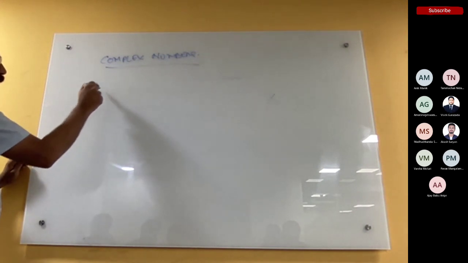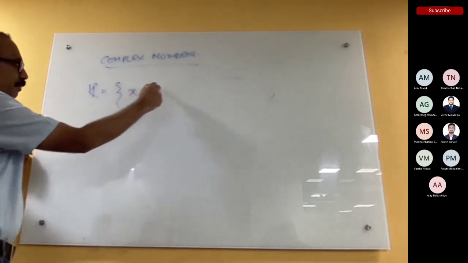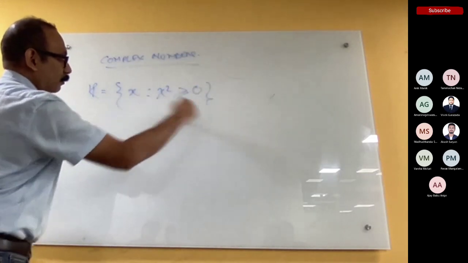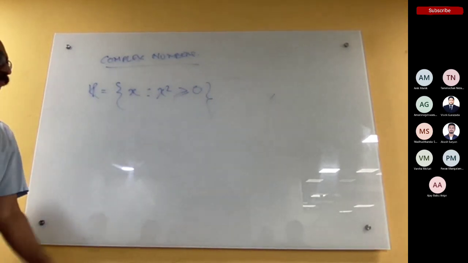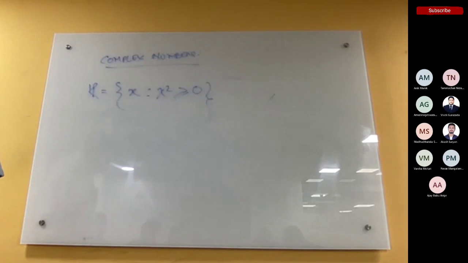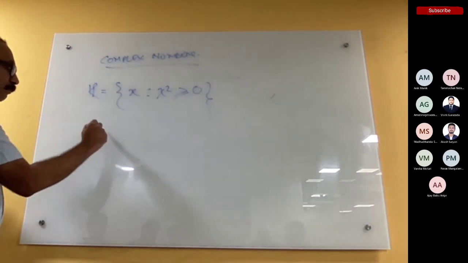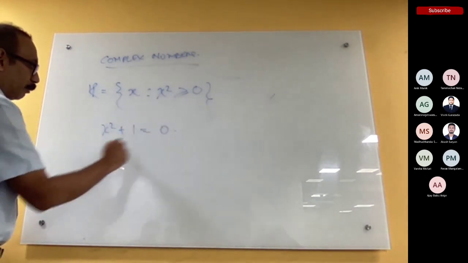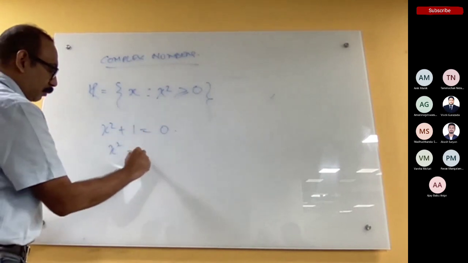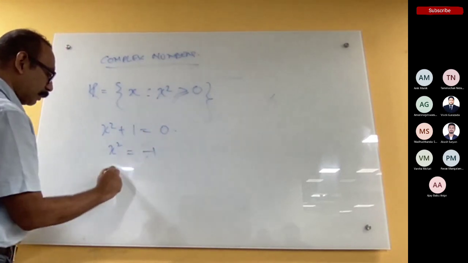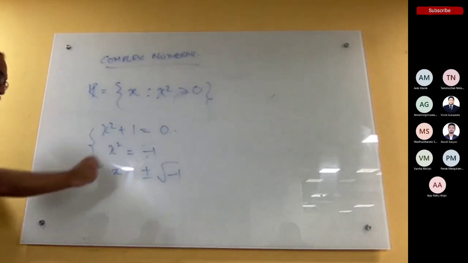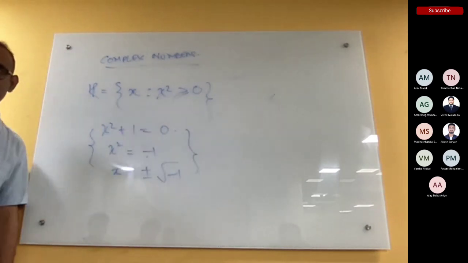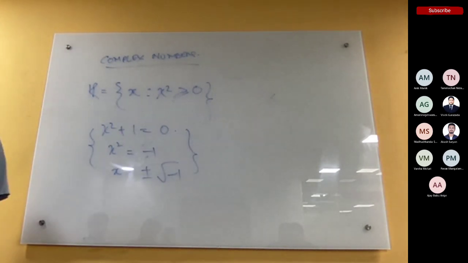So how do you define the set of real numbers? X where x square is greater than or equal to zero. This is how you define the set of real numbers, very simple, where the square has to be greater than or equal to zero. Now, the typical thing is the discriminant: x square plus 1 equals 0, x square equals minus 1, so x equals plus or minus square root of minus 1. That's the classic answer.